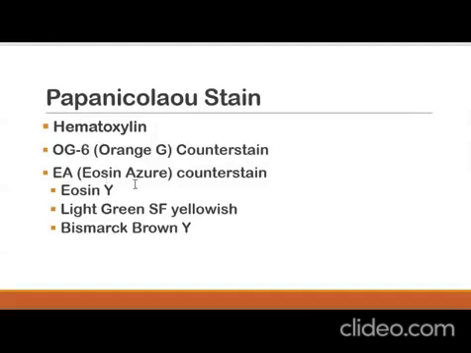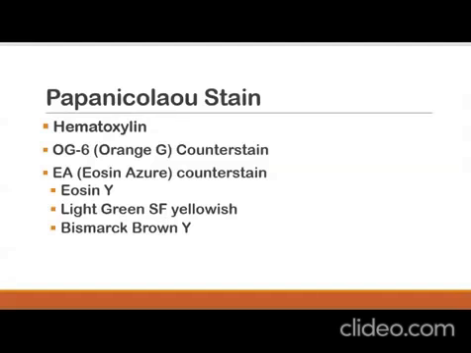How about the 5 dyes? Because I said earlier that when we talk about the classical form of Pap stain, it involves 5 dyes in 3 solutions. So I've already mentioned the 3 solutions. Now I will mention the 5 dyes. Okay? So the 5 dyes that we're referring to here are your hematoxylin, your orange G, and then you have your eosin Y, your light green SF yellowish, and your Bismarck brown Y. So these are the 5 dyes that I'm referring to.